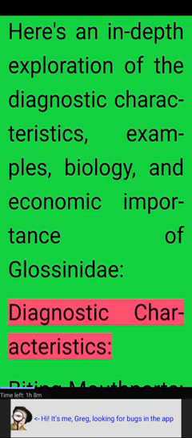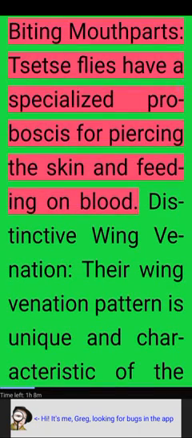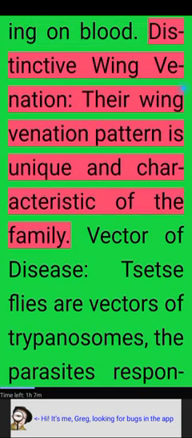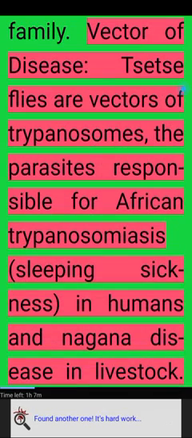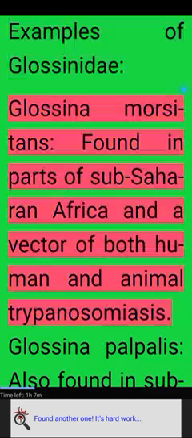Diagnostic characteristics. Biting mouthparts. Tsetse flies have a specialized proboscis for piercing the skin and feeding on blood. Distinctive wing venation. Their wing venation pattern is unique and characteristic of the family. Vector of disease. Tsetse flies are vectors of trypanosomes, the parasites responsible for African trypanosomiasis, sleeping sickness in humans and Nagana disease in livestock. Examples of Glossinidae.